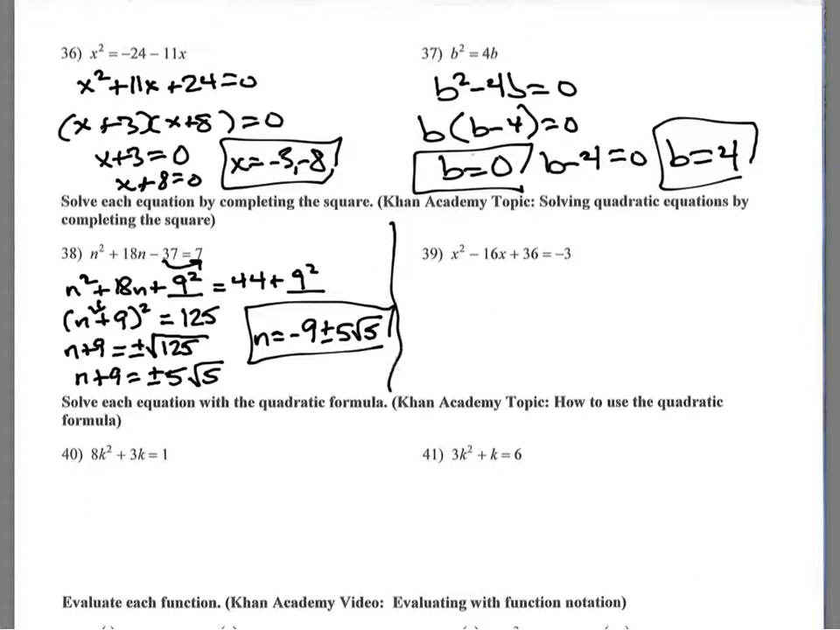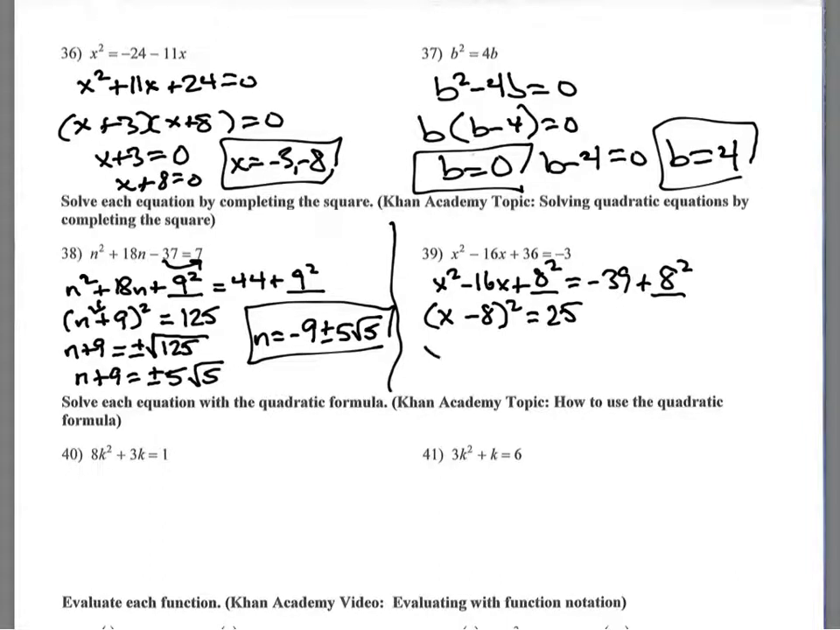39, same thing. I'm going to start by subtracting that 36 to the other side. x squared minus 16x, leave a space, equals negative 39. I'm going to add something there, add half of it, squared. So again, this becomes x minus 8 squared. Negative 39 plus 64 is 25, which is a nice perfect square.